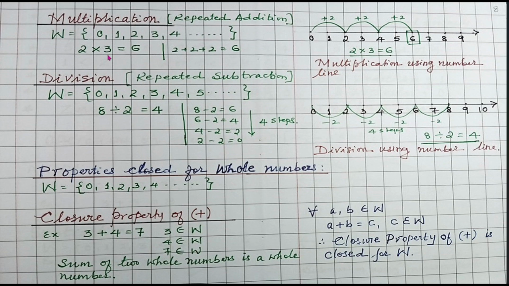Now multiplication of whole numbers. We can multiply two whole numbers, again we get a whole number. Multiplication is repeated addition, and therefore 2 into 3 is equal to 6 becomes 2 plus 2 plus 2 is equal to 6, and we also can represent it using a number line. 2 into 3 is equal to 6, jump 2, again 2, again 2, 2 plus 2 plus 2 becomes 6, therefore 2 into 3 is equal to 6, and that is how we can represent multiplication using a number line.